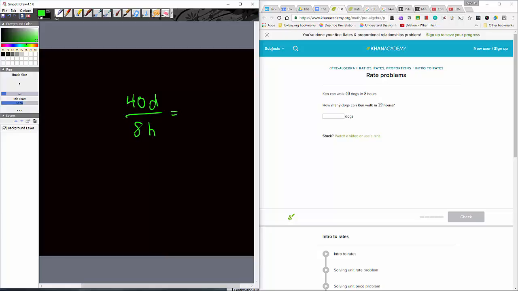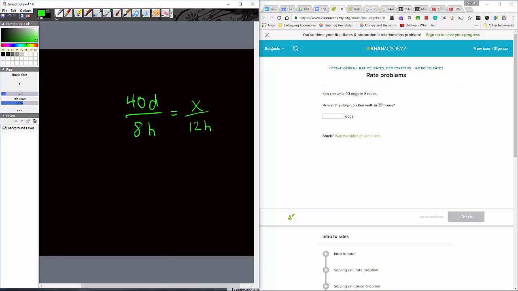Well, I know that because I have my dogs over my hours, my 12 hours will go in the bottom, because that's where hours goes, the way that I set it up. And I can do this two different ways. I could figure out the scale factor here, or I can just do cross multiplication. It's really up to you how you solve this. Any way is fine. I'm going to do cross multiplication in this case.